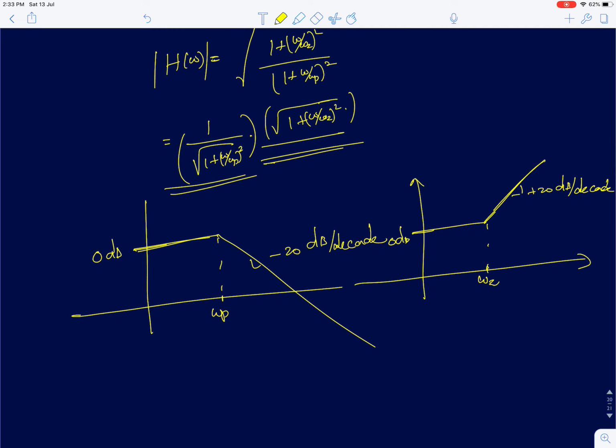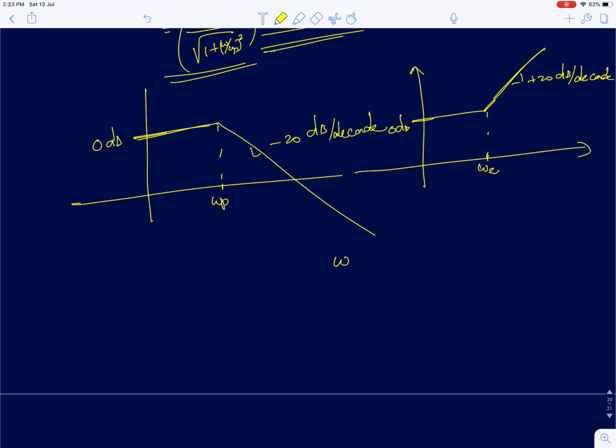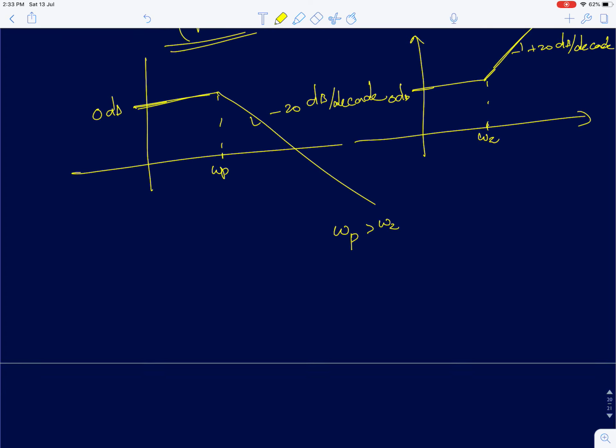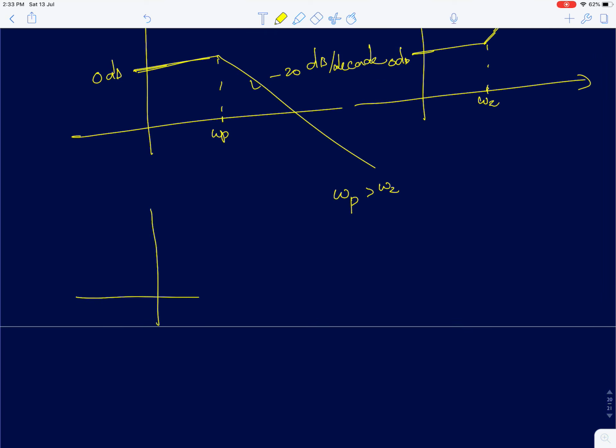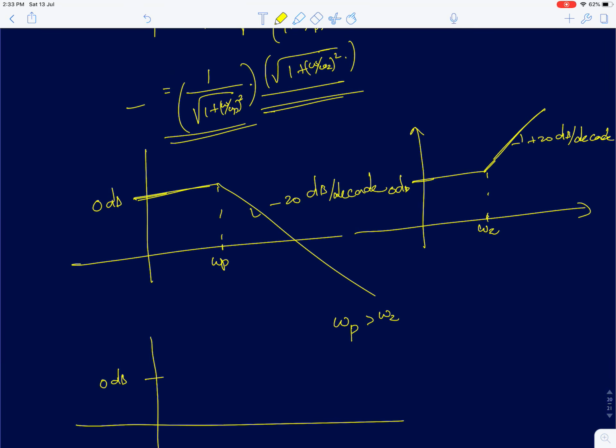Now, when you add these two plots, there are cases to consider. First, I'll assume the case when omega p is greater than omega z. Your pole is greater than omega z, which means first you encounter the zero. Your graph will start at 0 dB. First you have to find the gain at DC, or gain at omega equal to 0. For both the functions it becomes 1. This function becomes 1, and this is also 1 at omega equal to 0. So 20 log of 1 is 0 dB.